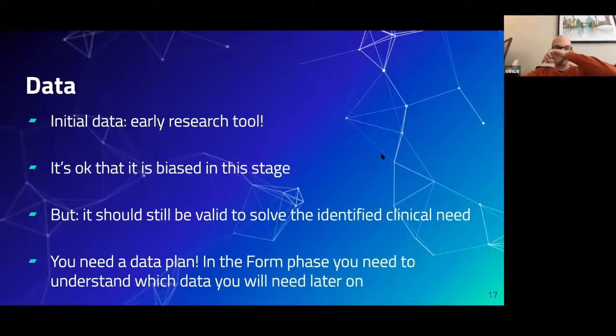data is biased. What does bias mean here? It could be just from one university, it could be just from one scanner, it could be even only a subset of the disease that you actually want to cover. This is fine in this stage. You should just be aware of the fact that this data is probably by itself useless in the upcoming stages.